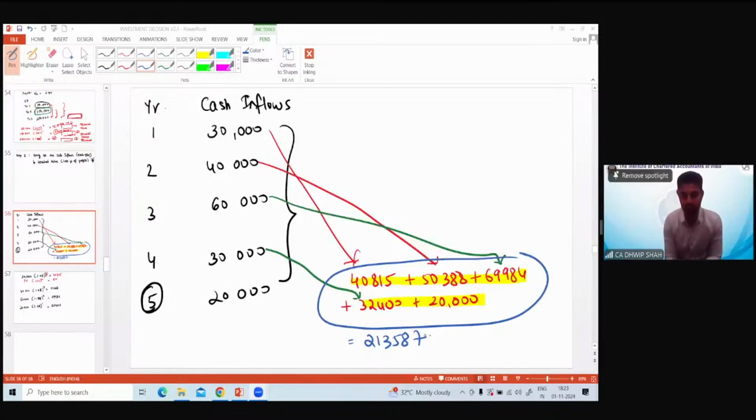Let's say I tell you to invest 1 lakh today at 12% for 2 years. Can you tell me what amount you will get after 2 years? You invested 1 lakh today at 12% for 2 years. What you will do is 1 lakh plus 12% plus 12%. So 1 lakh becomes 125,440. So that is future value.